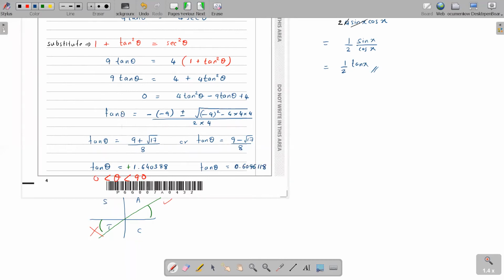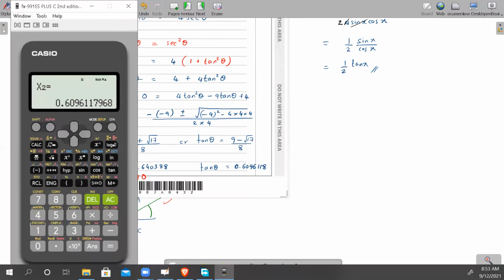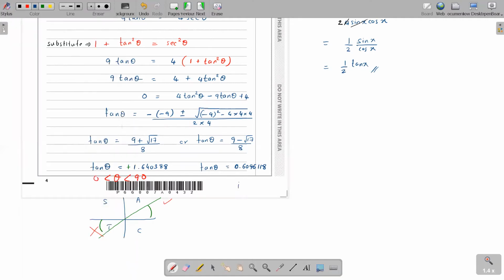0.6096118. So I just took a few extra decimals. 6118. Okay, so that's a positive figure again. So again, all silver teacups, and you choose the quadrants where tan is positive. So it's this guy. The other one I don't need because it's outside the range of 90. So I need to just mark this angle.